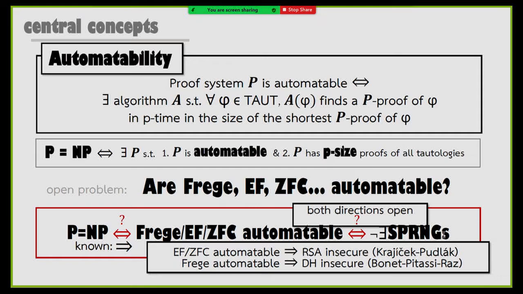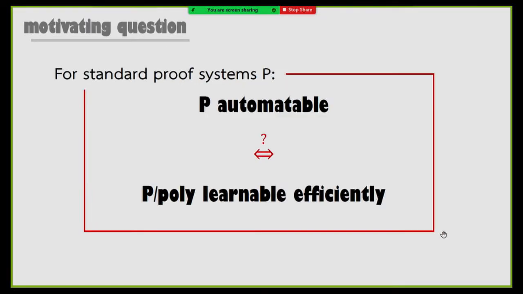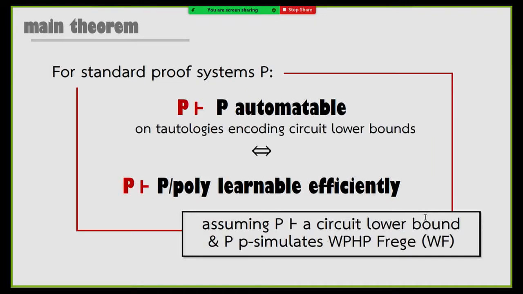So with Rahu, we were interested in the question whether we can find a connection or stronger connection between learning and automatability. And an ideal connection between learning and automatability would say that for each standard proof system P, P is automatable if and only if P/poly is learnable efficiently. Now with Rahu, we can derive the following version of this equivalence. We can show that for standard proof systems P, P proves efficiently that P is automatable on tautologies encoding circuit lower bounds, if and only if P proves efficiently that P/poly is learnable efficiently.